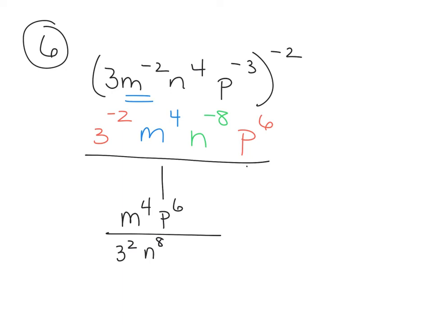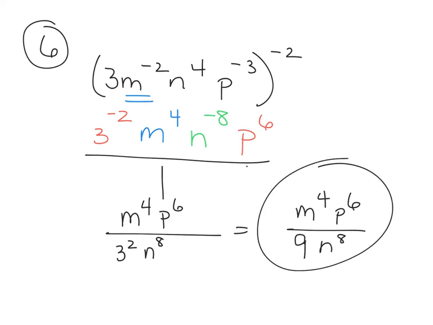Now, this looks like it's done, right? But it's not. I can't leave a coefficient with an exponent in my answer. I have to go ahead and multiply it out. So my final answer is m to the 4th, p to the 6th, 3 squared is 9, and then n to the 8th. That's my final answer.